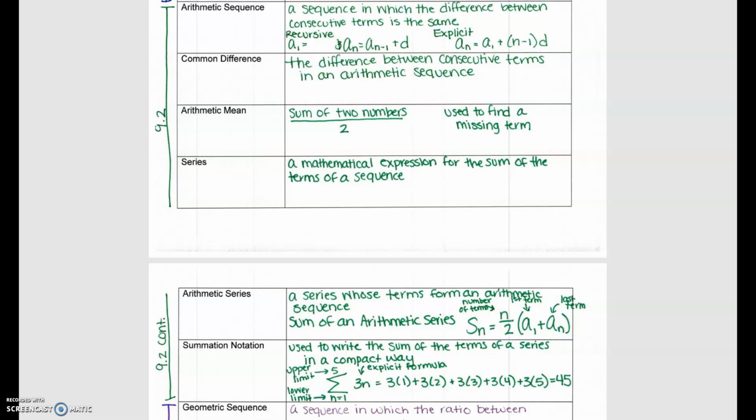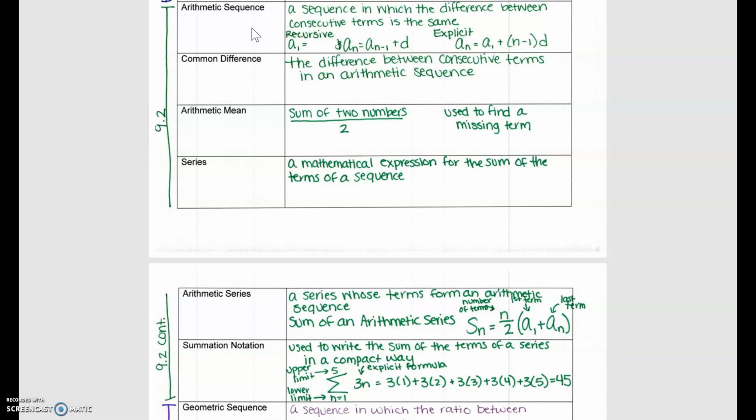So we are starting a mix of 9.2 and 9.3. We're going to look at sequences first and just the two different types that we'll be focusing on. And then later we're going to start talking about the series. So right now you can see more than what vocab you'll need for today. So first the one is arithmetic sequence.